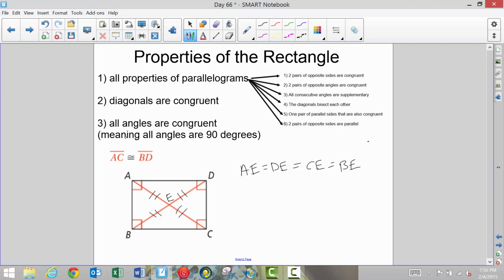And the third property of a rectangle, all angles are congruent. In other words, all angles will be 90 degrees. Don't get confused with your properties of a rhombus. The diagonals in a rectangle do not cut the main angles in half, so I'm not saying that these angles are 45. Okay. So properties of a rectangle, one more time: all properties of a parallelogram, diagonals congruent, and all angles 90 degrees.